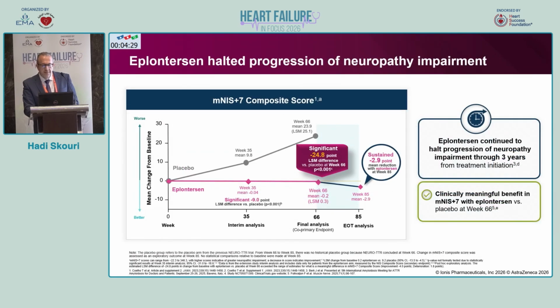Concerning the scores, the neuropathy score for symptoms of these patients, we can see that there was a significant difference between the control group and the study group of around 25 points, which is significant. Even after 66 weeks, there was an additional 3-point reduction in this group of patients. So eplontersen continued to halt progression of neuropathy through 3 years, and there was a clinically meaningful benefit in the scores at 66 weeks in these patients.